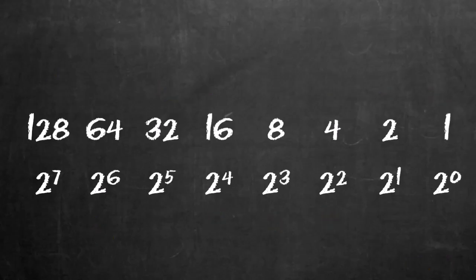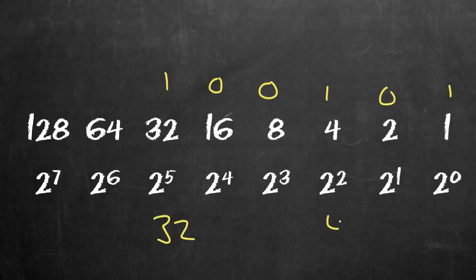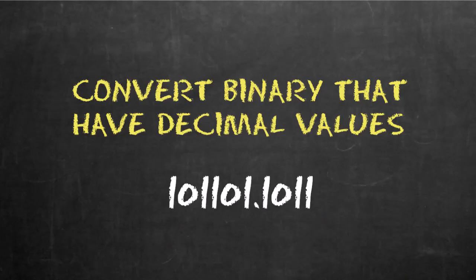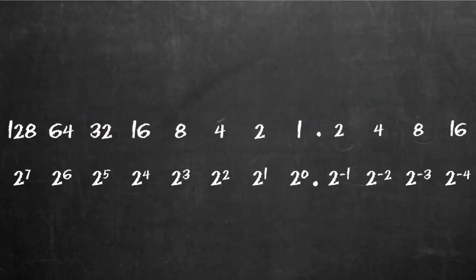If we have a binary digit of 100101, that gives us 32 plus 4 plus 1, which equals 37 in decimal. Okay, let's move on and talk about how to convert binary numbers that have decimal values. All right, we know how to convert the numbers to the left of the decimal, but how do we handle values to the right of the decimal?